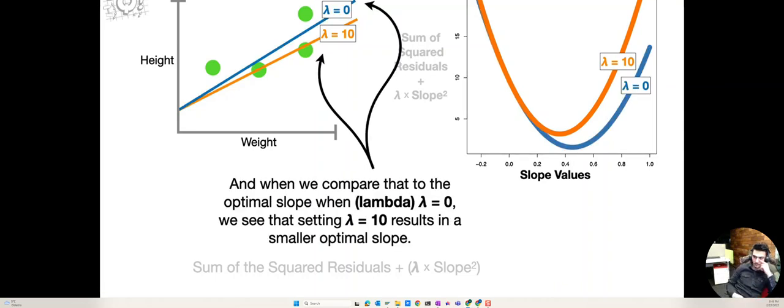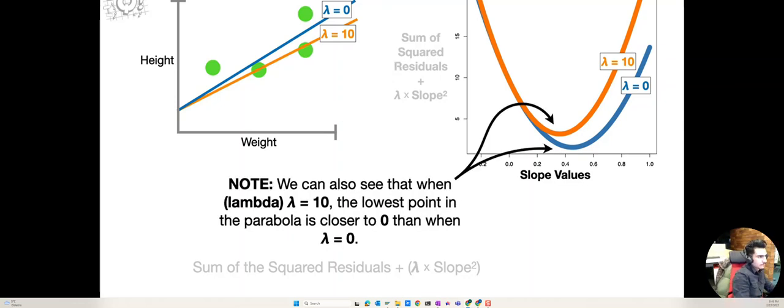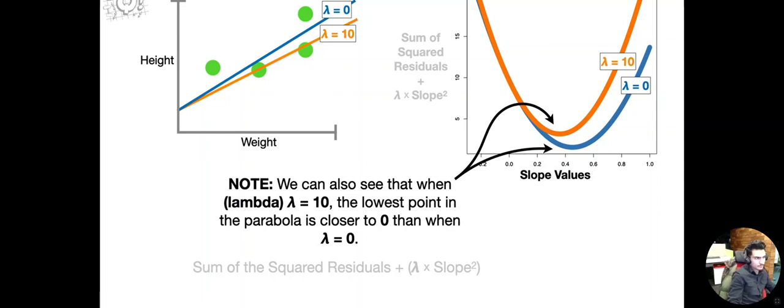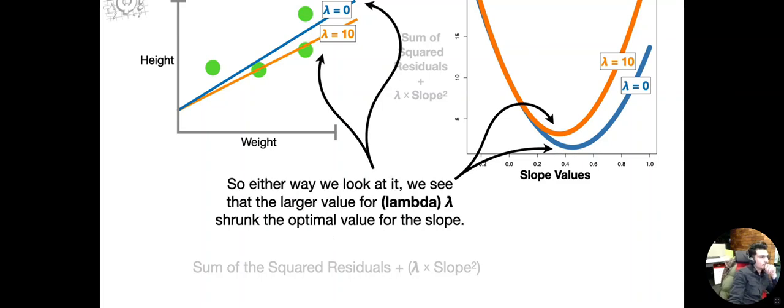And when we compare that to the optimal slope when lambda equals 0, we see that setting lambda equal to 10 results in a smaller optimal slope. Note, we can also see that when lambda equals 10, the lowest point in the parabola is closer to 0 than when lambda equals 0. So, either way we look at it, we see that the larger value for lambda shrunk the optimal value for the slope.